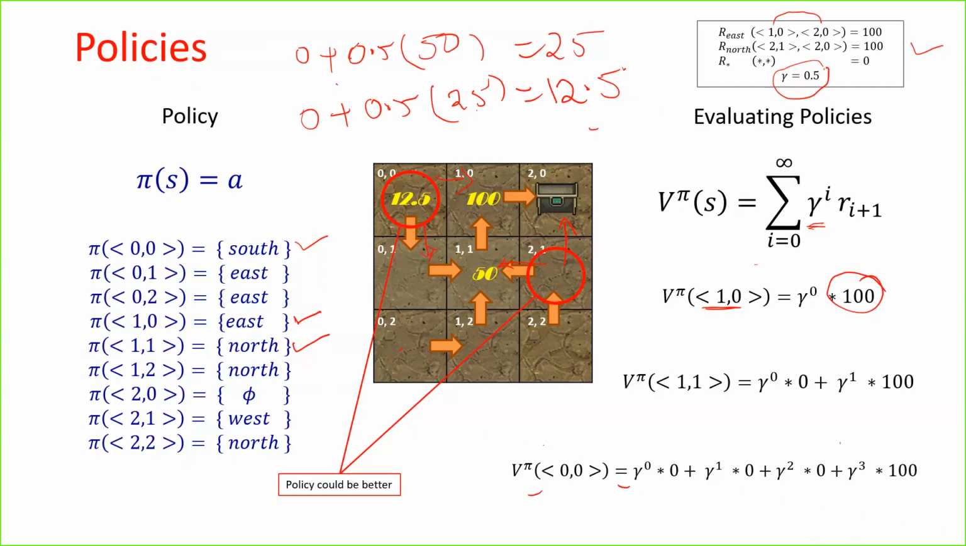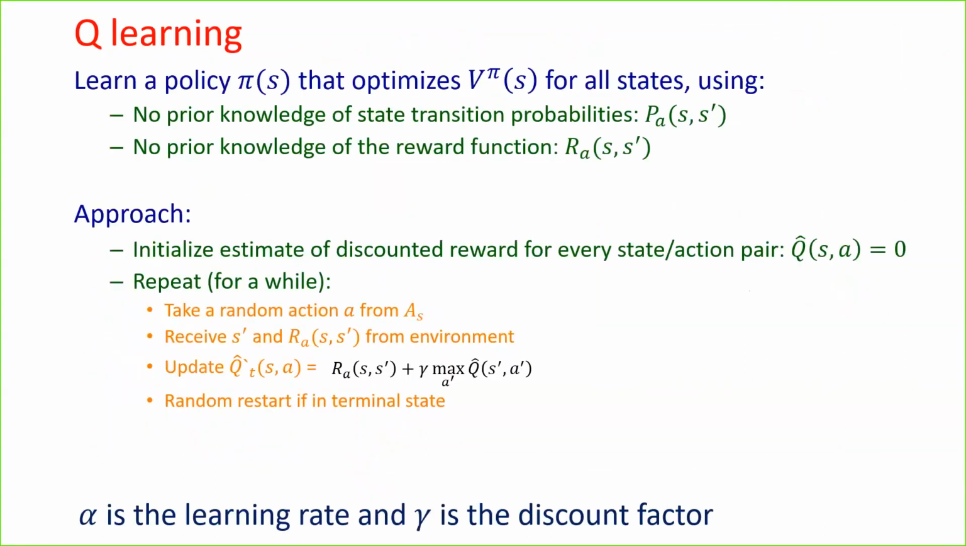That's what we are trying to see using one of the algorithms, the Q learning algorithm. It is one of the very basic algorithms that you start your journey in reinforcement learning with. So we learn a policy pi of s that optimizes this value function for all the states. We have no prior knowledge about the state transition probabilities because it's a model-free approach, and there is no prior knowledge of the reward function as well.